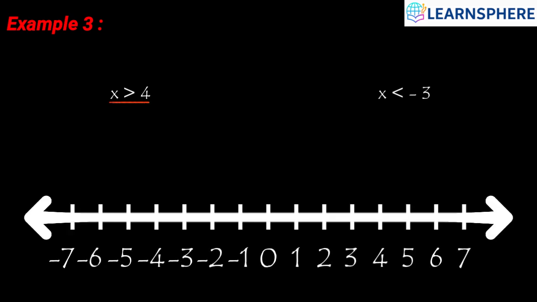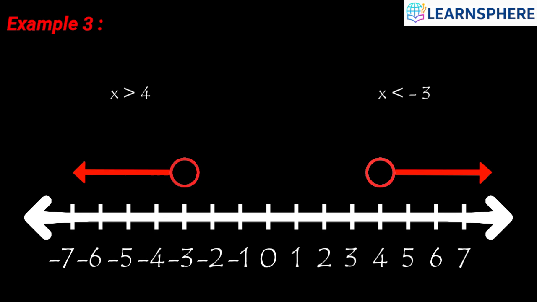For our inequality on the left-hand side of x > 4, we can draw a circle on top of 4 and point it towards the right-hand side. And for our second inequality of x < -3, we can draw a circle on top of negative 3 and point it towards the left-hand side. So therefore, these are the inequalities and values of x that it can be, represented on the number line.